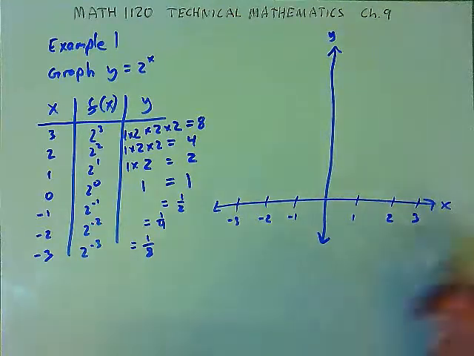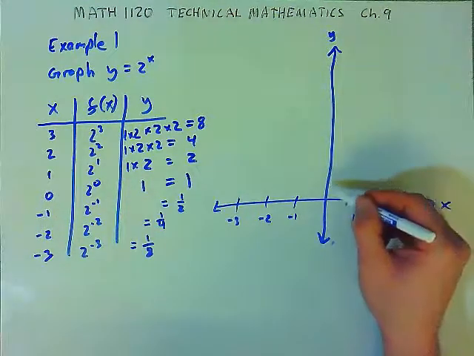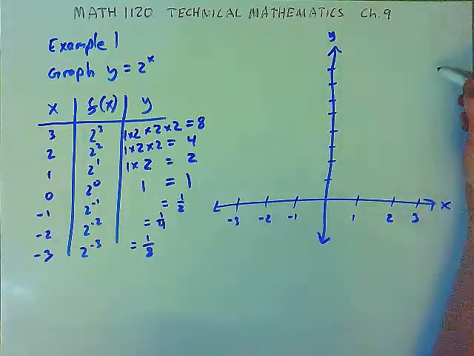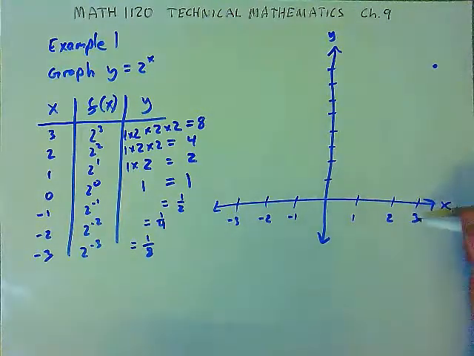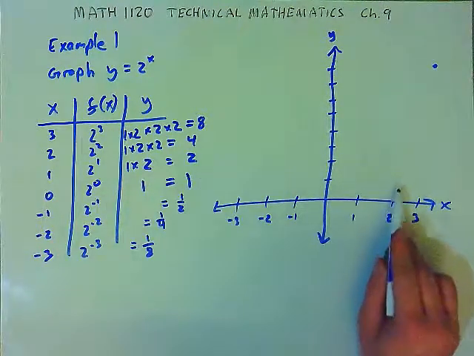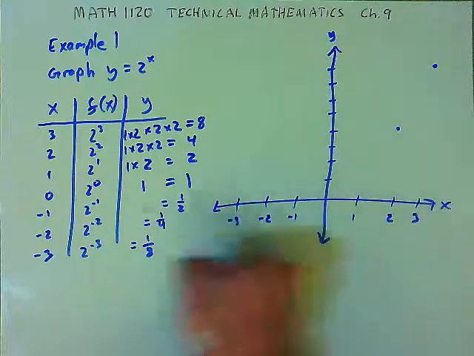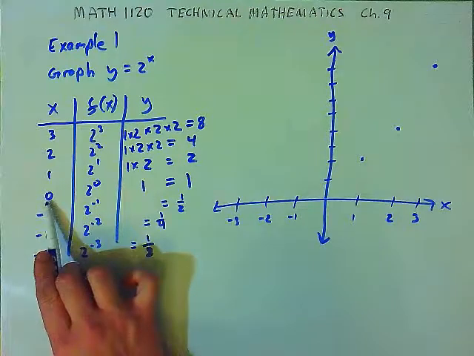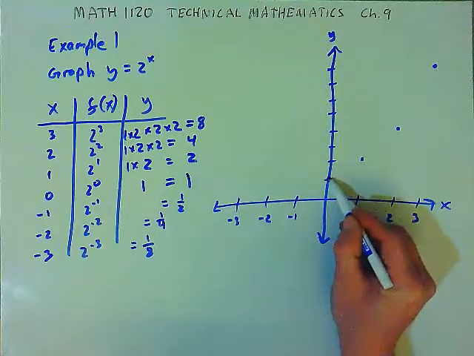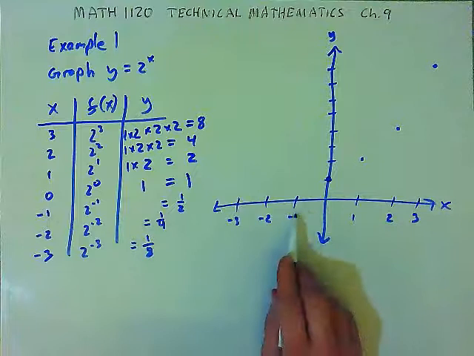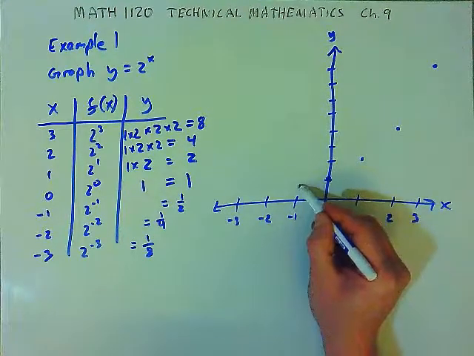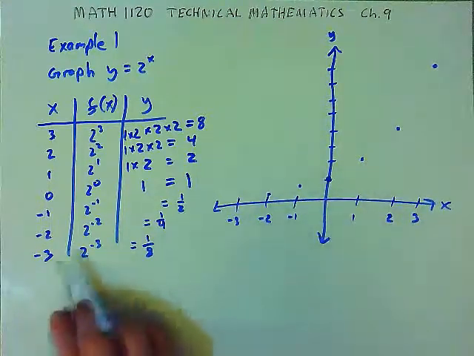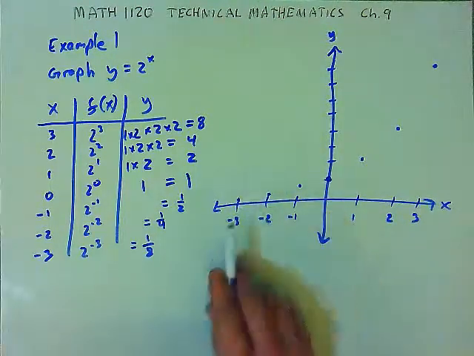And so when we plugged in 3, we had a value of 8. 1, 2, 3, 4, 5, 6, 7, 8. When we plugged in 2 for x, we had 4 for y. We plugged in 1 for x, we had 2 for y. When we plugged in 0 for x, we had 1 for y. We plugged in negative 1 for x, we had 1 half, which would be about here somewhere. We plugged in negative 2, we had 1/4, which would be about here somewhere. When we plugged in negative 3, we had 1/8, which is about here somewhere.